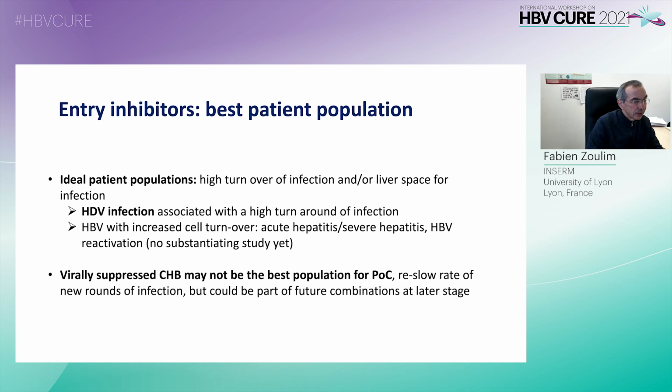For HBV, the best population would be patients with increased and high cell turnover, so acute hepatitis, severe hepatitis, or HBV reactivation. But to my knowledge, no study has been performed yet. In virally suppressed chronic hepatitis B patients, bulevirtide may not be evaluated at best in this population for proof of concept because of the slow rate of new rounds of infection in these patients. But it could be part of future combinations at a later stage.